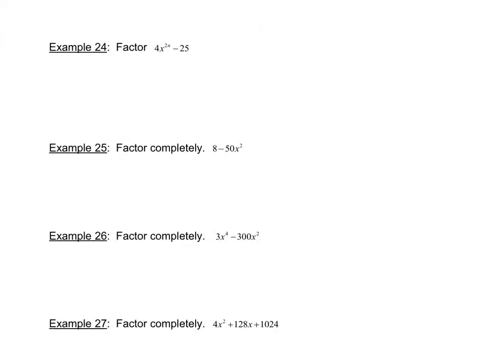Alright, this next one looks a little bit tricky because it's got x to the 2n, but it's not. Is 4 a perfect square? Yes. Is 25 a perfect square? Yes. So it's 4x to the n minus 5, 4x to the n plus 5.